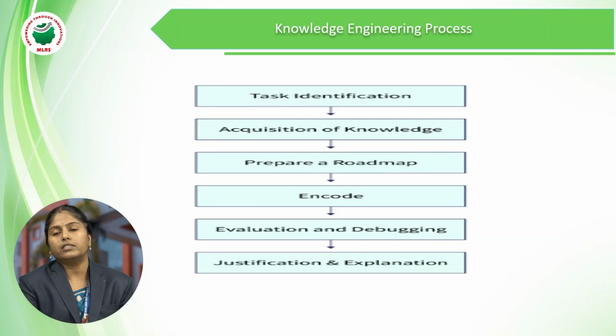And the next one is the knowledge engineering process. This is a step-by-step process that we include. The first one is task identification, the next one is acquisition of knowledge, the third one is preparation of the roadmap, the fourth one is encoding, the fifth one is evaluation and debugging, and the sixth one is justification and explanation. These are the knowledge engineering process steps. It includes a total of 6 steps.